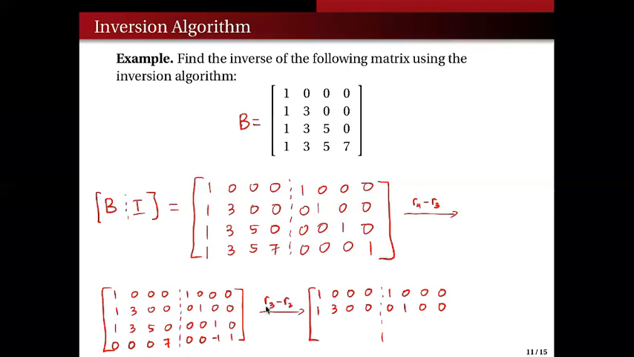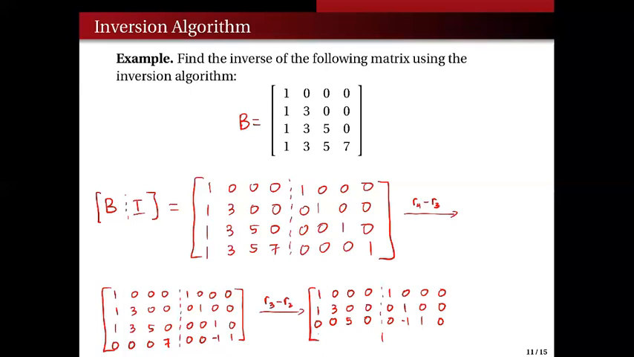Row 3, it's row 3 minus row 2. So in here, you have 1 minus 1, that's 0. 3 minus 3, that's 0. 5 minus 0, that's 5. Of course, 0 minus 0, that's again 0. Here, 0 minus 0, that's 0. 0 minus 1, that's negative 1. 1 minus 0, that's 1. 0 minus 0, that's 0.